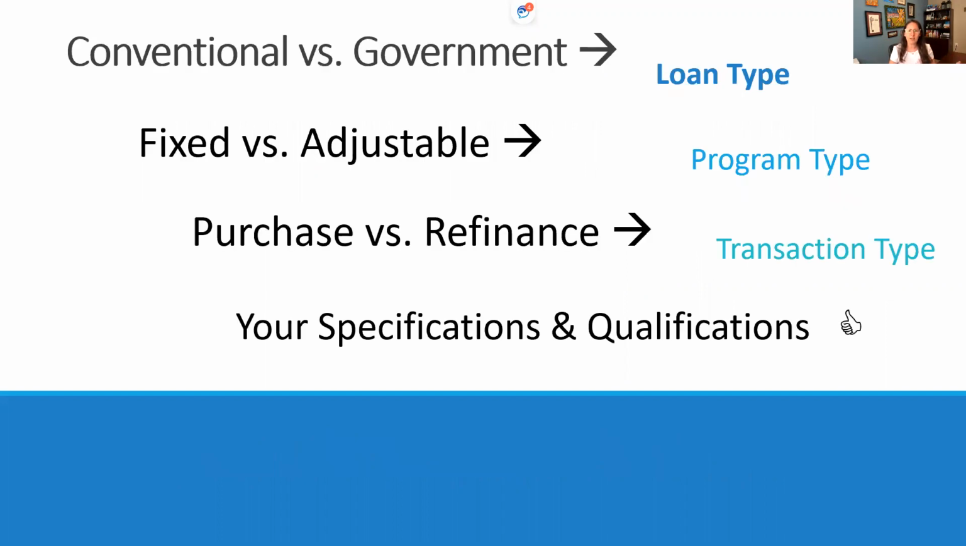So first of all, let's talk about loan types. Loan types are either conventional or government. Conventional loans means they are not government loans. Government loans, they have an A at the end, right? USDA, VA, FHA, these are loans that are insured by the federal government. And then we have program types, fixed rates, adjustable rates, they qualify differently, purchase types, refinance types, these are transactions, right? And so really then there's your life and how you fit within each one of them.